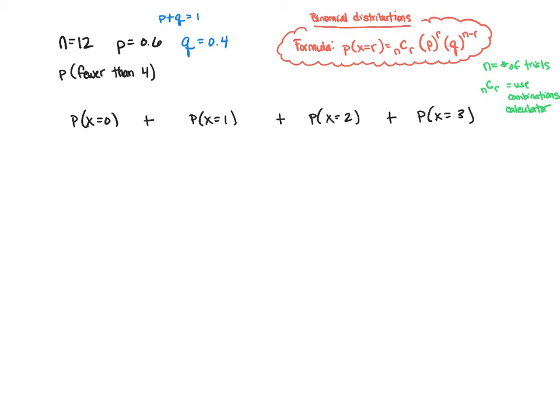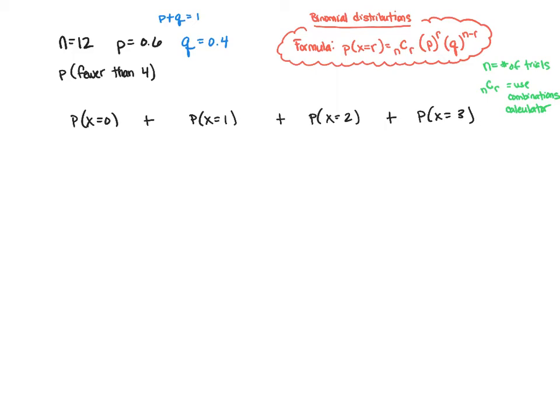Question number 11 says, what's the probability of getting fewer than 4? Well, that means 0, 1, 2, and 3. So we're going to take the probability of those 4 sets and add them up. Now, here's where it gets a little difficult. This is where we use the formula and plug in the numbers. I'll do the first one slowly, and then speed up as I go along.